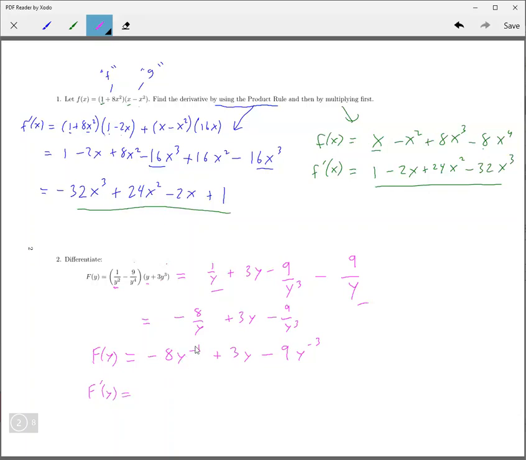Okay, so now we can take the derivative. Here I'm going to bring this negative 1 down. Negative 1 times negative 8 becomes positive 8. Then negative 1 minus 1 is negative 2. The derivative of this is just 3. This one, I bring the negative 3 down. So negative 9 times negative 3 is positive 27. And then negative 3 minus 1, that's negative 4. So I get that.